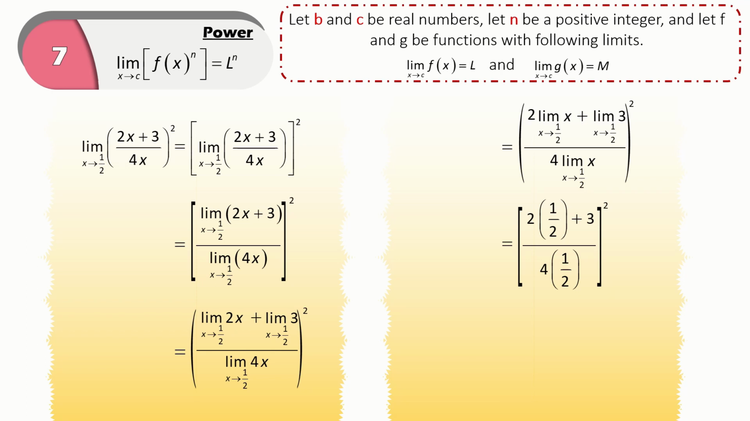Simplify the expression inside of the parentheses. The product of 2 and 1/2 is 1 and added to 3 over the product of 4 and 1/2 is 2. The sum of 1 and 3 is 4 over 2. Get the quotient of 4 and 2, which is 2. Finally, perform the power. Thus, the limit of the given function as x approaches 1/2 is 4.